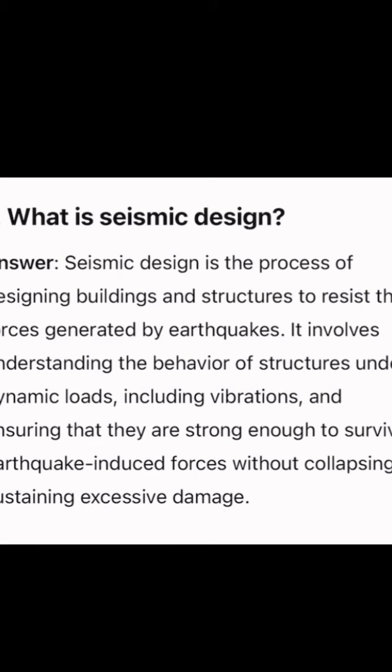It involves understanding the behavior of structures under dynamic loads, including vibrations, and ensuring that they are strong enough to survive earthquake-induced forces without collapsing or sustaining excessive damage. So in this design process, we need to understand how the dynamic loads are behaving and how the vibration patterns are happening, and then how the structure is strong so that it can survive and withstand those earthquake-induced forces. The structure should not collapse, or even the major part of the structure should not have any excessive damage. That's what we need to design. So that's the whole process called seismic design.